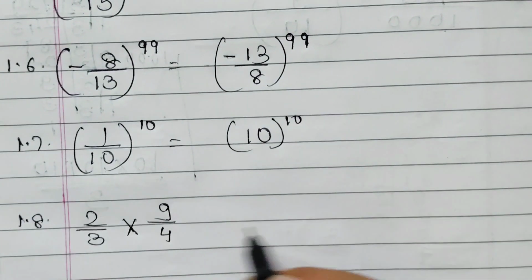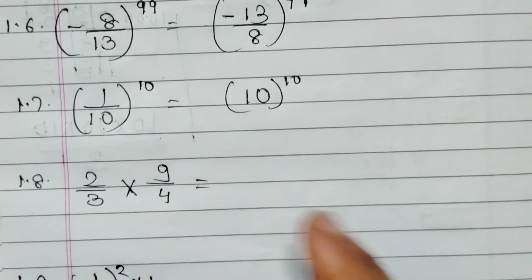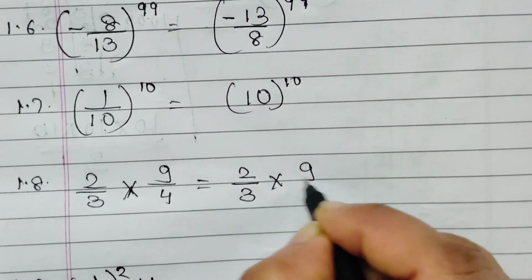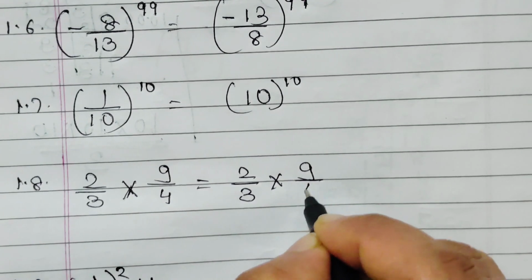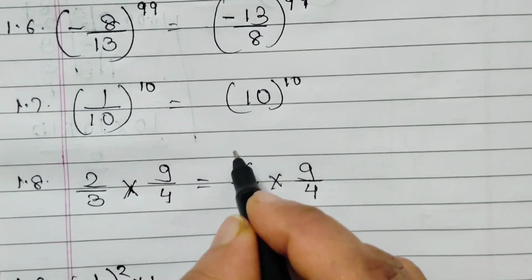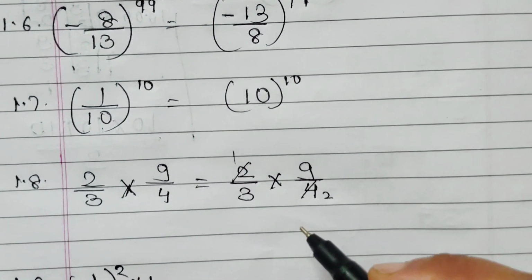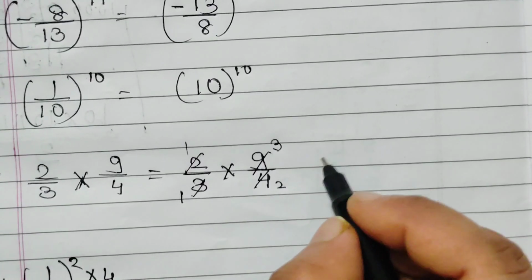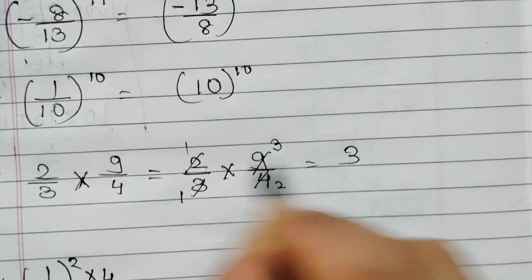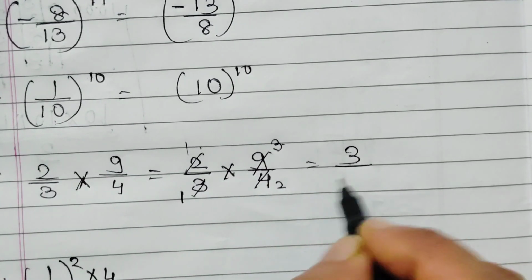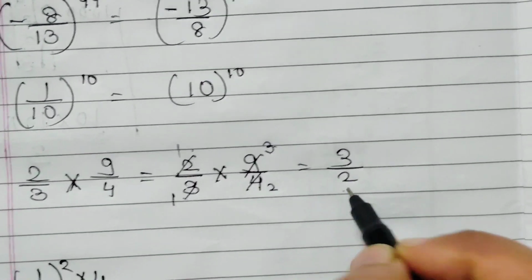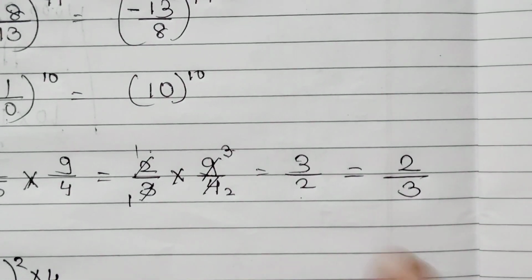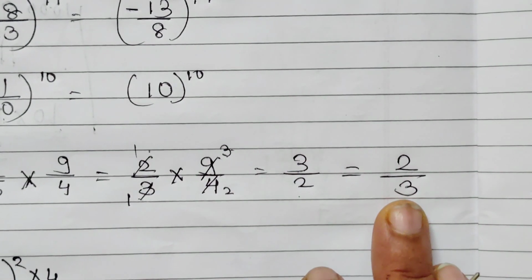Now here there are two numbers and there is a multiplication, so first we are going to reduce this. 2 upon 3 into 9 upon 4. So we will reduce it. 2 ones are 2, 2 twos are 4. And here 3 ones are 3, 3 threes are 9. So what remains? 1 into 3, 3, and 1 into 2, 2. This is the answer, but we have to write the reciprocal. So 3 upon 2, the reciprocal is 2 upon 3.